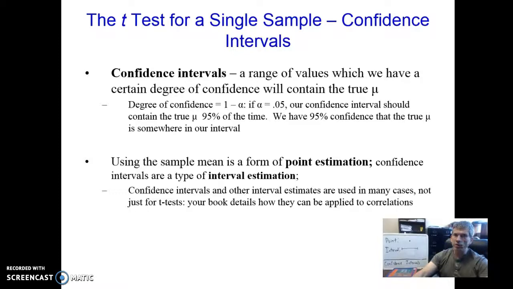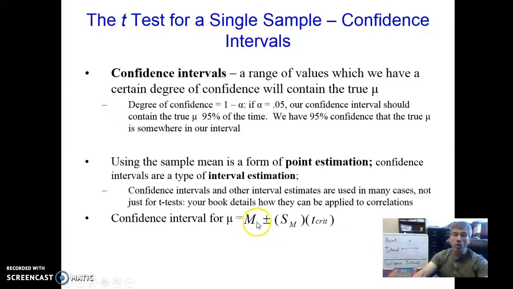You can use confidence intervals in lots of other places than t-tests. The book talks a bit about using them for correlations, for example. They are more and more common to report for a lot of different common hypothesis tests. So here's the confidence interval for the population mean.